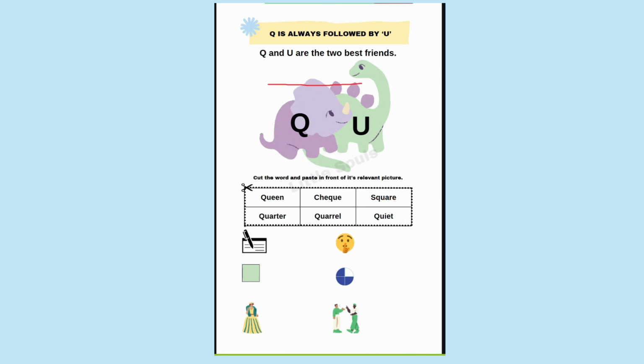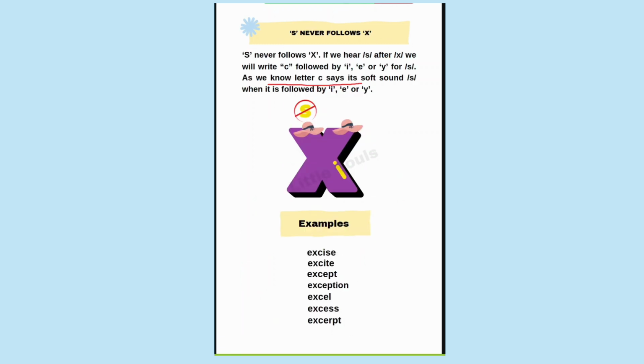Now move to the next rule. S never follows X. Do you know S never follows X? So if we hear S after X, we will write C followed by I, E or Y for S. This is basically the gentle Cindy rule, a spelling rule. I will explain it later on. Look at this cute infographic.